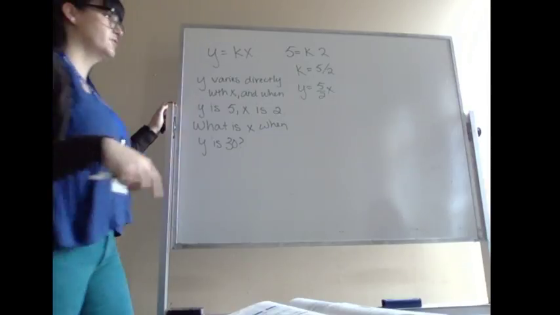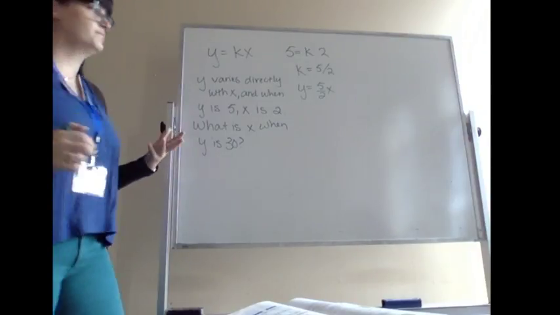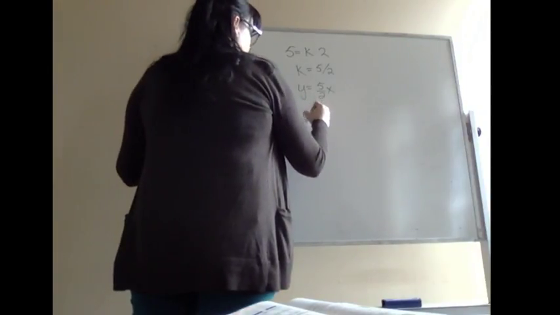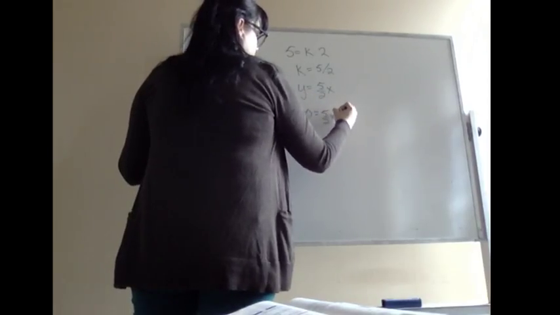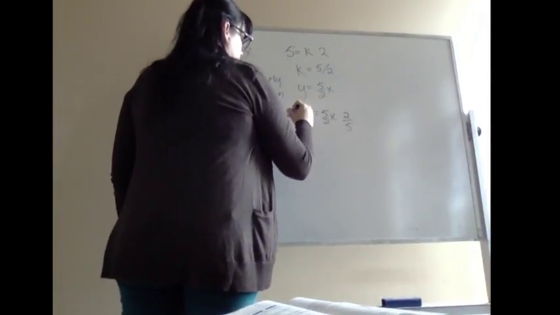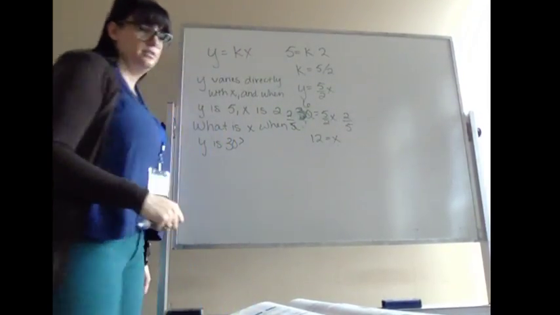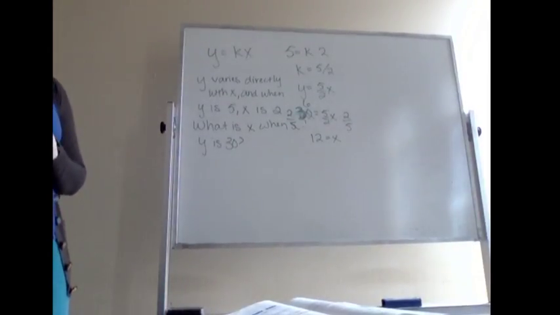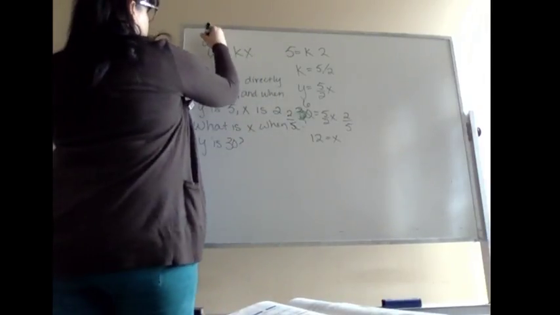And so you'll always have 2 steps to these types of problems. You will have to find k, and then you'll have to find something else. So now that we know what k is, y is 30. 30 equals 5/2 x. So we just need to solve for x. Multiply both sides by 2/5. And x is 12. Nice. Okay, so this makes sense. I like these. So this is direct variation.